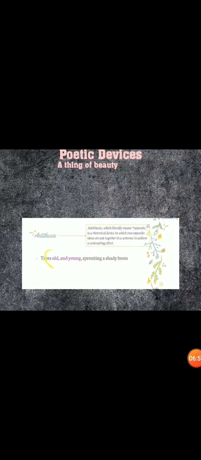And now we have antithesis. Antithesis, which literally means opposite, is a rhetorical device in which two opposite ideas are put together in a sentence to get that contrasting effect. Here, trees old and young, sprouting a shady boon. See, here the poet has tried to create the contrast by using old and young. So, children, these are your poetic devices which have been used in the poem.